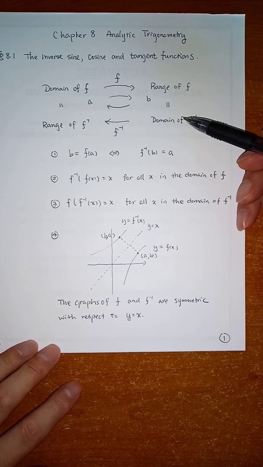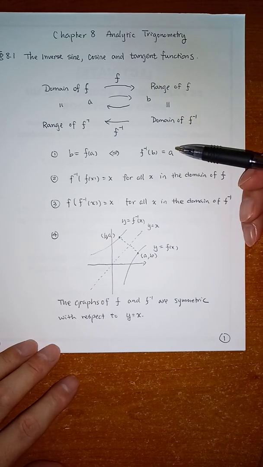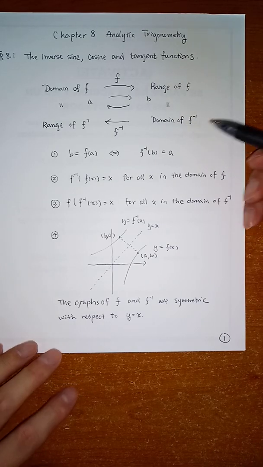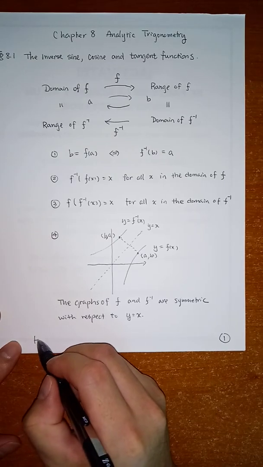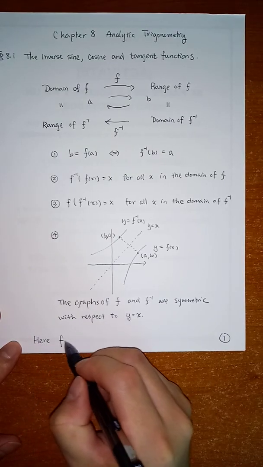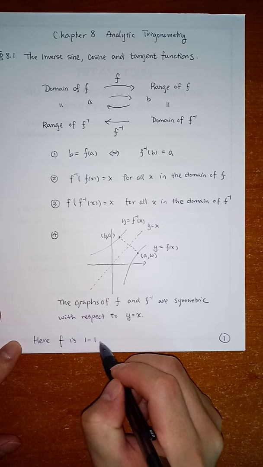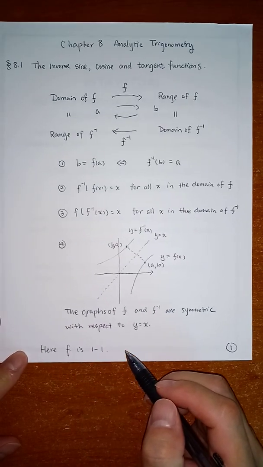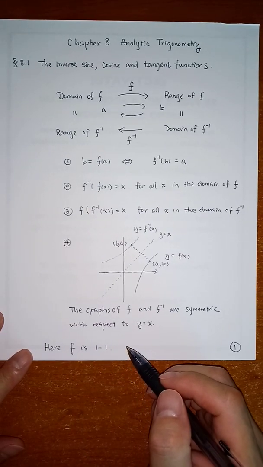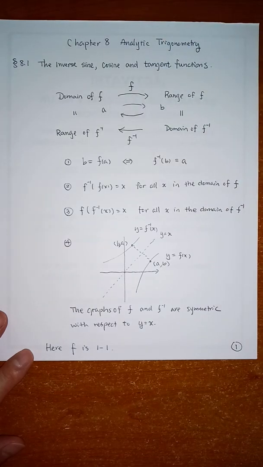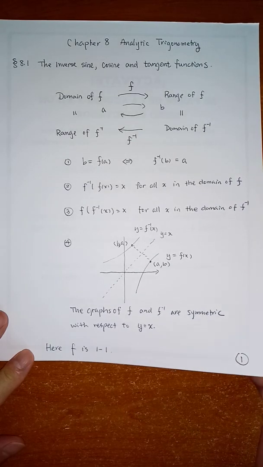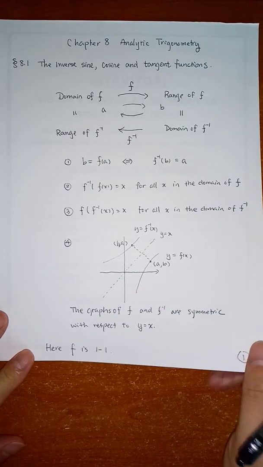Okay, and to define the inverse function, there's a crucial property. f has to be a one-to-one function. If you do not have a one-to-one function, we don't discuss the inverse function. Then we have our job.